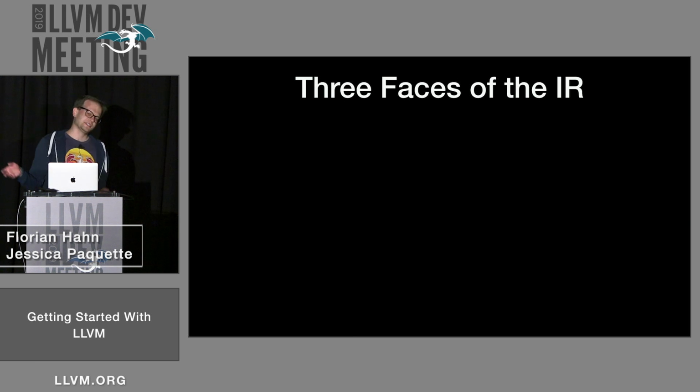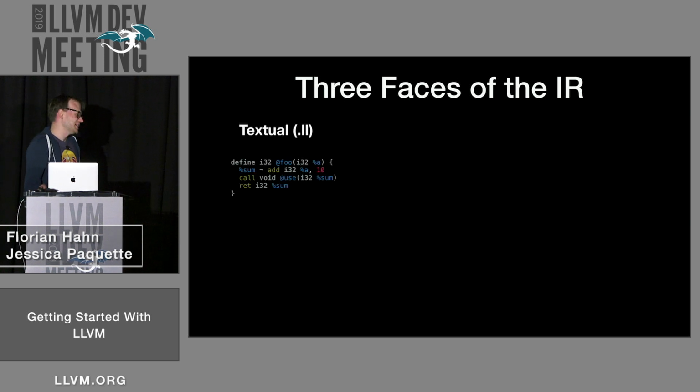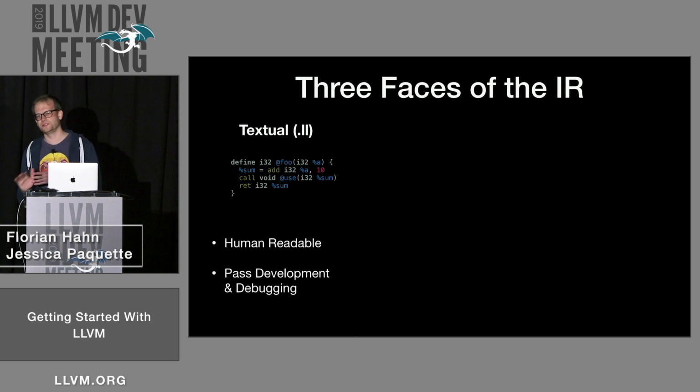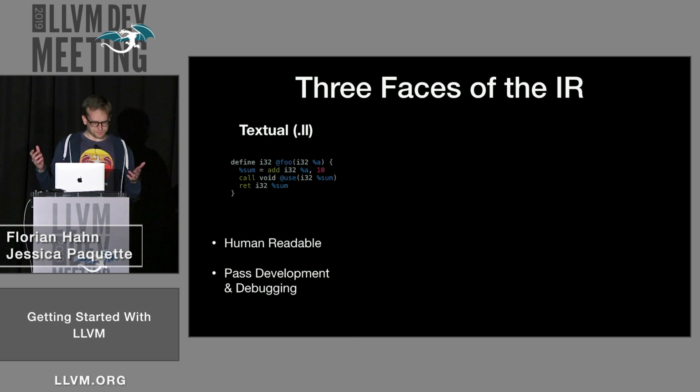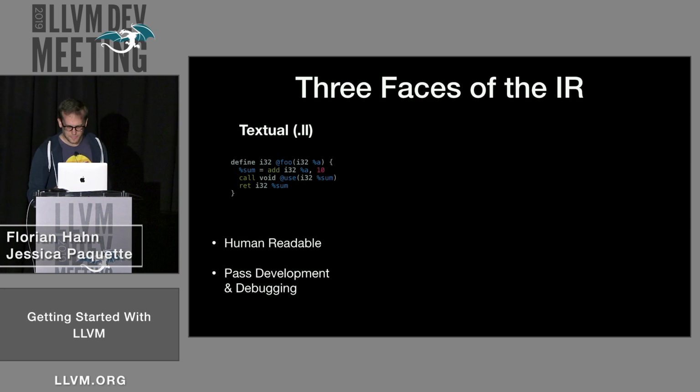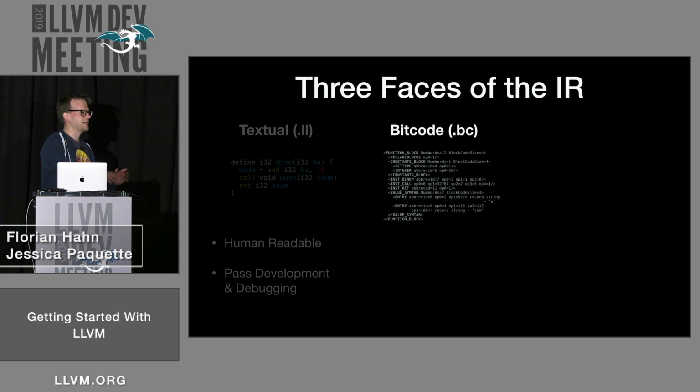So to wrap up the IR section, let me briefly talk about the three different formats of LLVM IR. First, we have the textual IR, which you've already seen. It's obviously human readable, and this is what we use for LLVM pass development and debugging. So you would write an LLVM IR program in textual form and then run your passes on it and then check the output if it did the desired transformation. But as you can imagine, for large-scale programs, this is not really useful.